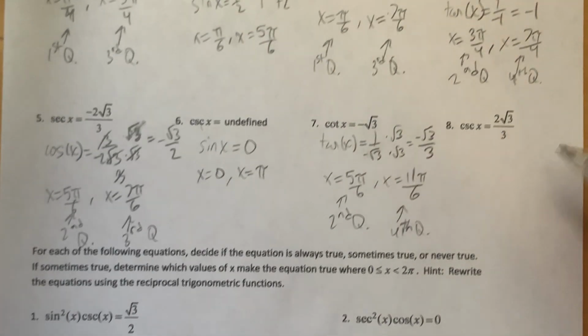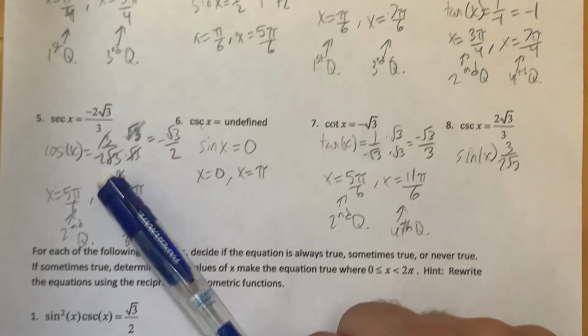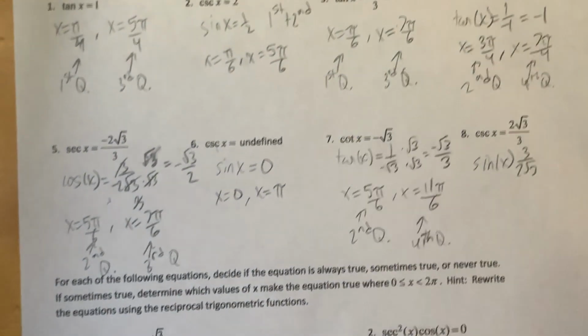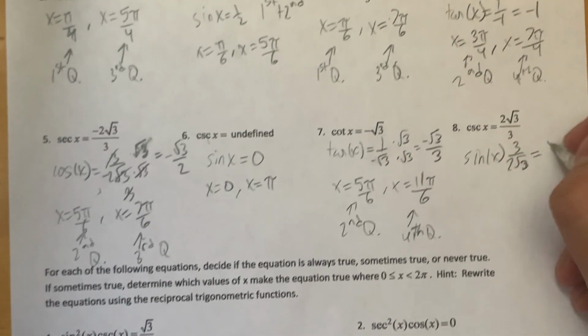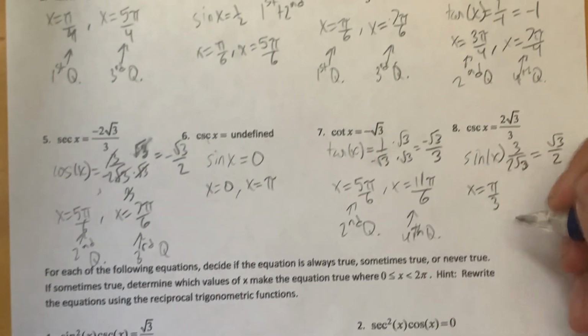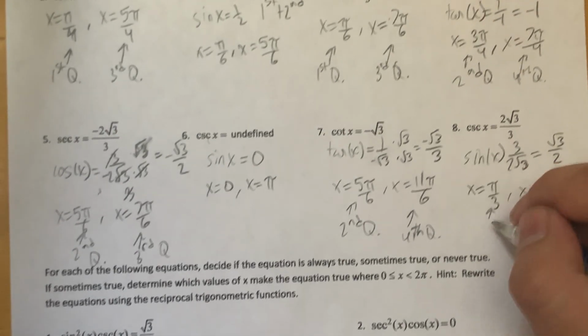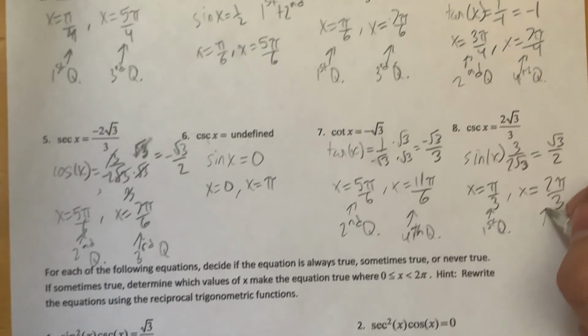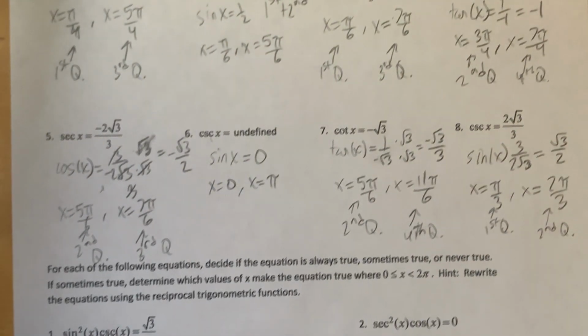So opposite of cosecant x is sine of x. So I gotta flip that and get 3 over 2 root 3. And I already did the math over here, except there's no negative, so it's gonna be full positive. And I'm gonna get root 3 over 2, right? I already did the math, no need. X equals pi over 3 and x equals 2 pi over 3 because they're in the first and second quadrant. First and second.